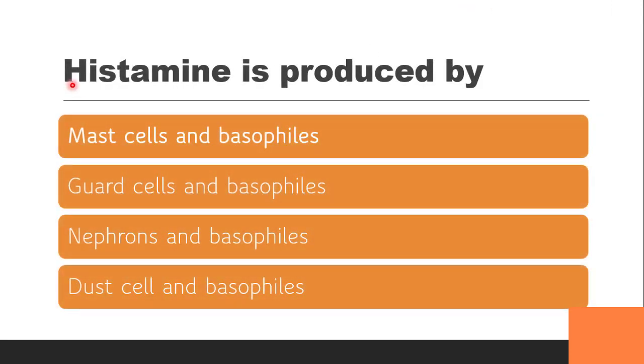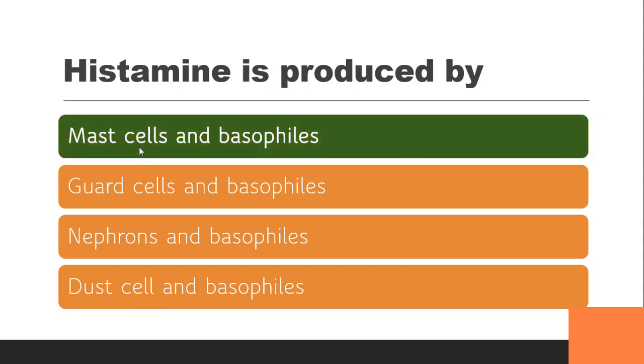Next question is, histamine is produced by, whether it is produced by mast cells and basophils, guard cells and basophils, nephrons and basophils, or dust cells and basophils. The correct answer is that it is produced by mast cells and basophils.